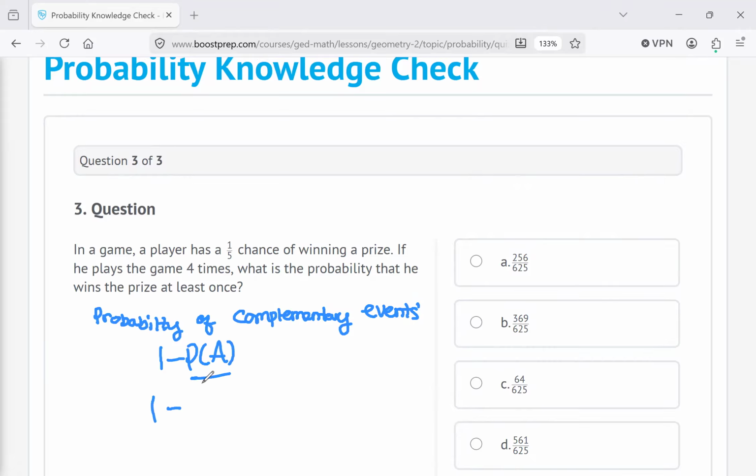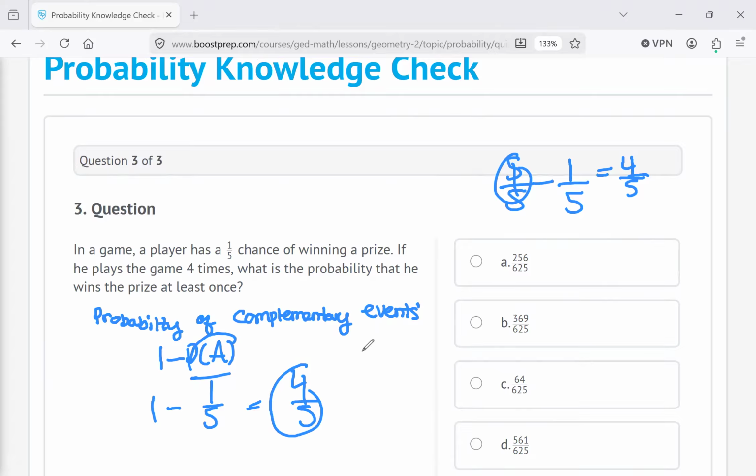So it's going to be 1. And then what's the probability P of A? Basically, it's the probability of not winning the prize in a single attempt. If a player has a 1/5 chance of winning a prize, I think the P of A is 1/5, right? So it's going to be 1/5. And then if you simplify, what is 1 minus 1/5? 4/5, right? When you're subtracting or adding fractions, you need a common denominator. So you can rewrite 1 as 5/5, which becomes 4/5. So this 4/5 is the probability of not winning the prize in a single attempt.